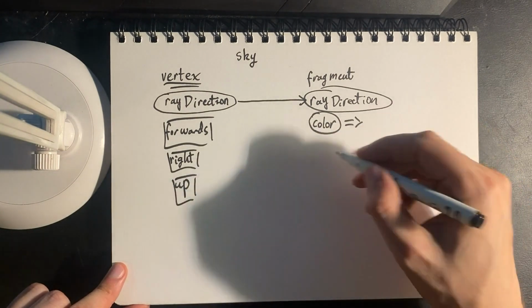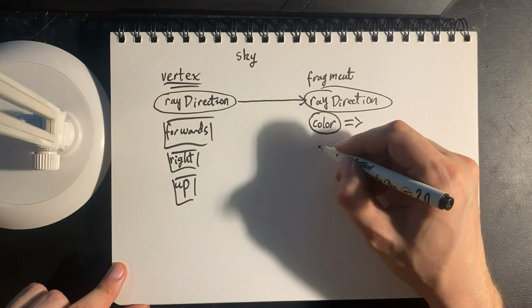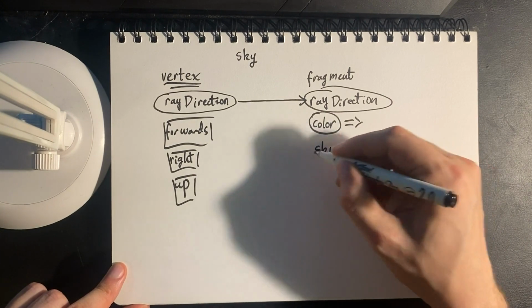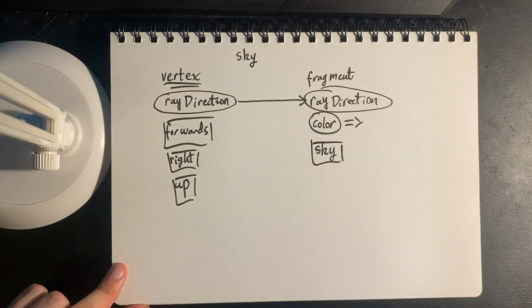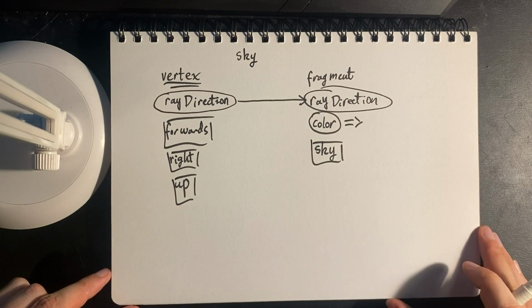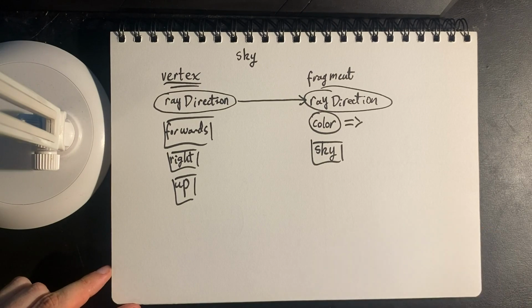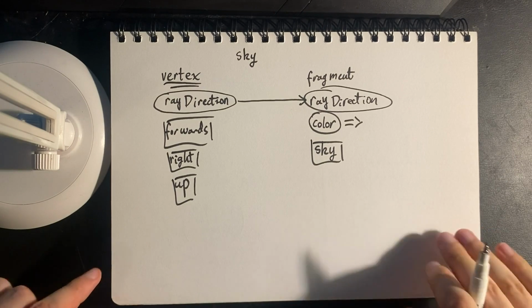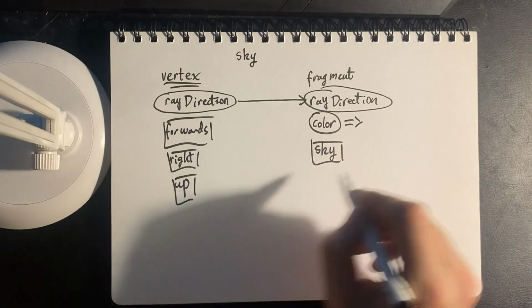And then, of course, in the fragment shader, we're also going to need the sky, that cube map texture. We're going to need that as a uniform as well. And that will be set by the render system in its update. Okay. So there's that.